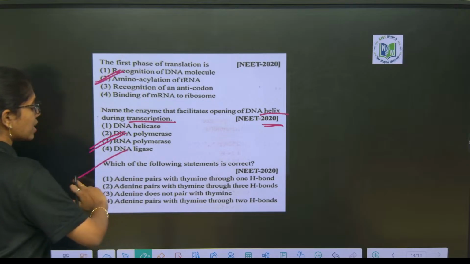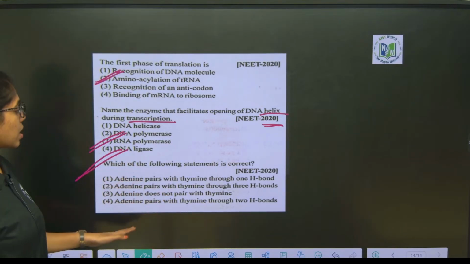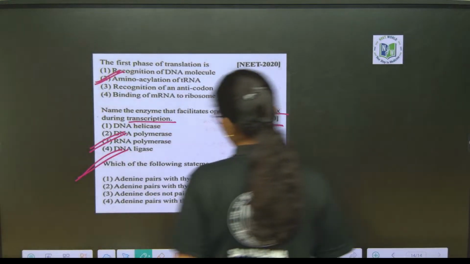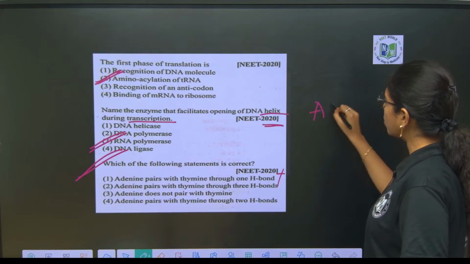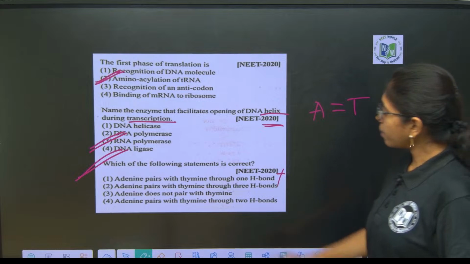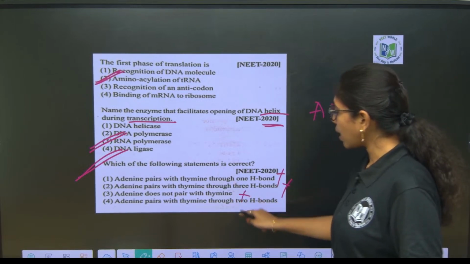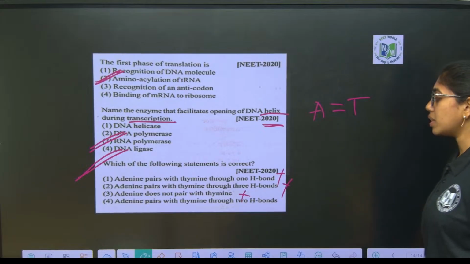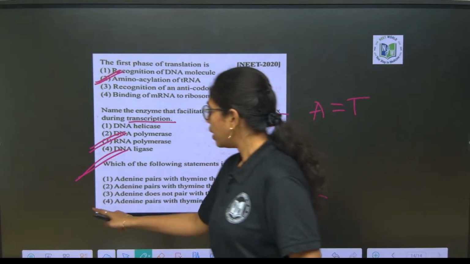Last question you see, which of the following statements is correct? Adenine pairs with thymine through one hydrogen bond. Wrong, we all know that adenine pairs with thymine with 2 hydrogen bonds. Adenine pairs with thymine with 3 hydrogen bonds. Wrong. Adenine pairs with thymine with 2 hydrogen bonds. Option 4 will be the right answer.